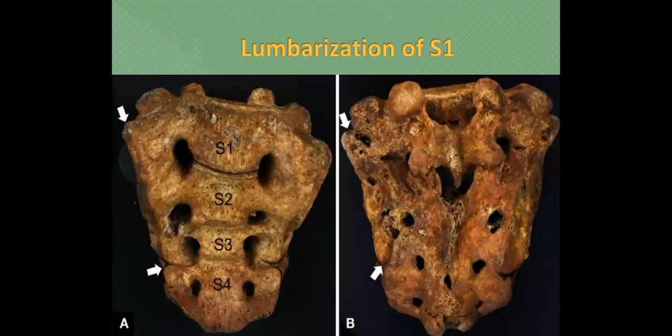In the B picture, which is on the right hand side, we can see the posterior aspect of the lumbarization on the sacrum bone. So we can see the S1 segment is having the spinous process, and the transverse process we can also see in this picture. So posteriorly, if we see the original sacrum bone, it will look like how it is seen in picture B.